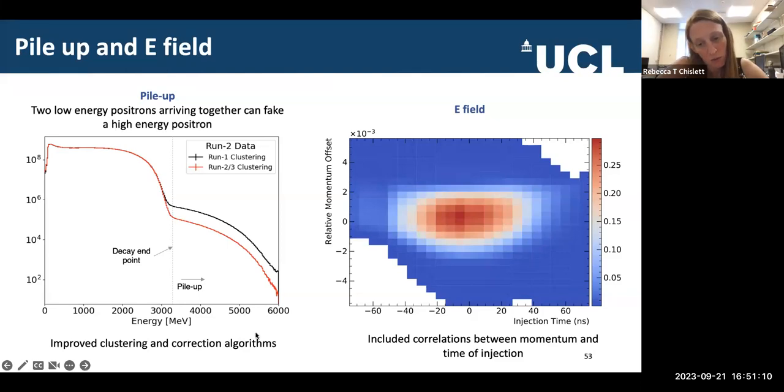And then there's also the E-field correction, which is to do with the differential decay that I mentioned. And this is a new thing for run 2 and 3, which we didn't include in run 1. So it's basically the correlations between the momentum and the time of injection. And because the E-field correction is measured using the early beam distribution, this is important in the calculation of the E-field correction that we have to apply.